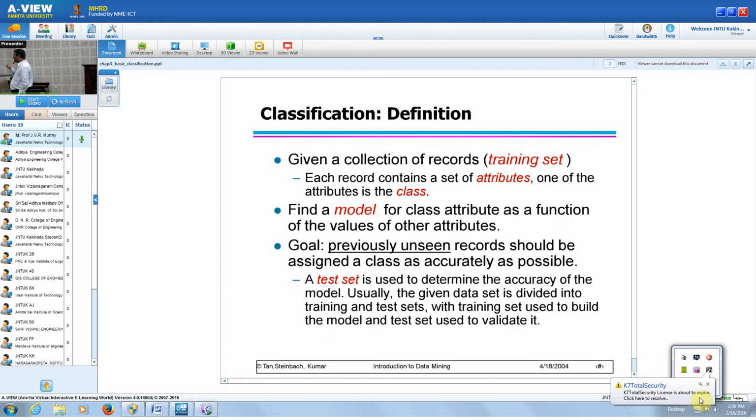In order to arrive at those rules, you have to use this data. Okay, how do you arrive at them, we will see. But you have to use this data.